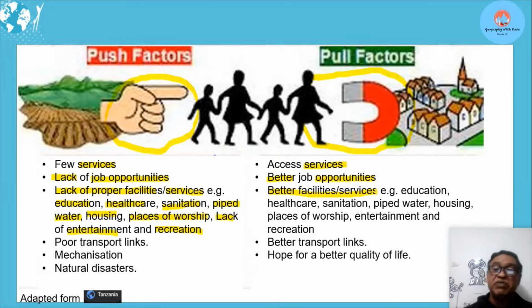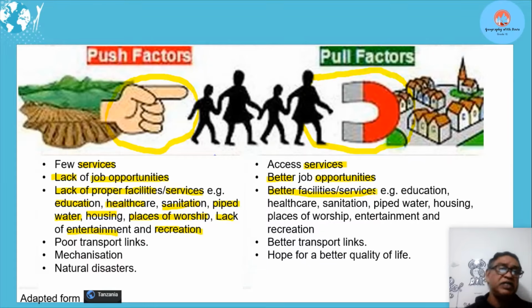Like in education, you may not even have proper schools in the rural area, but in the urban area, it's a variety of schools, universities, technikons, colleges. Healthcare: you're getting hospitals, clinics, private clinics. So all these things are more available in the urban area.